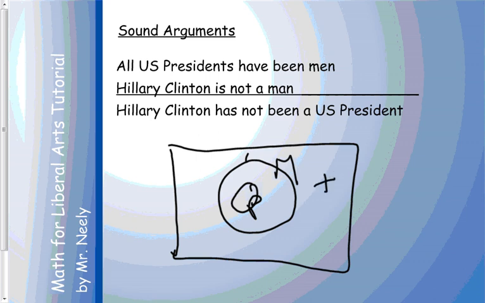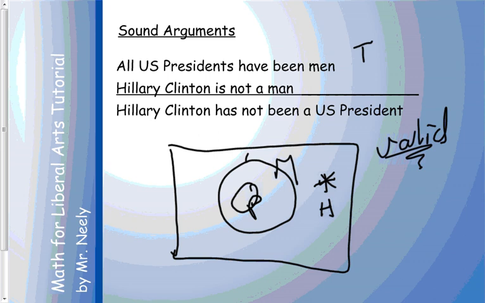That's what the second premise says. And that would mean that Hillary Clinton would have to be outside of the men circle. Just like that. So from that, I would conclude that Hillary Clinton has not been a U.S. president. Because if she's outside the men's circle, there's no way she can be inside the president's circle. So, as we learned last time, this would be a valid argument. So, is it a sound argument? Well, to decide that, I'm going to look at the premises of the argument. All U.S. presidents have been men. That is true. And Hillary Clinton is not a man.